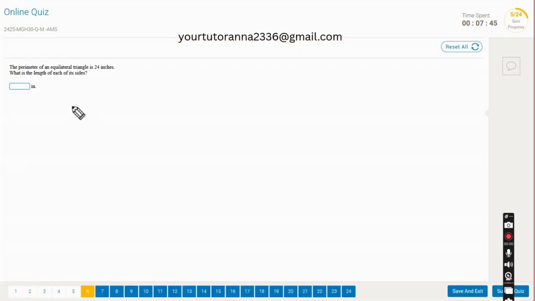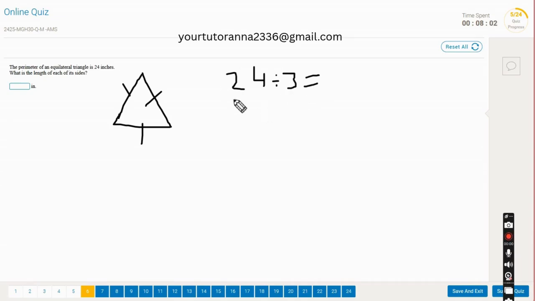Now, the perimeter of an equilateral triangle, again, it's going to be equilateral like this. It's going to have 3 sides that are equal. And then your 24, now you want to divide this equally between this side, this side, and this side. How can we do that? We can divide by 3. Whenever we divide by 3, we're going to divide the 24 into equal sides. So 3 of the sides will have the equal measure. So 24 divided by 3, what do you get? 8.